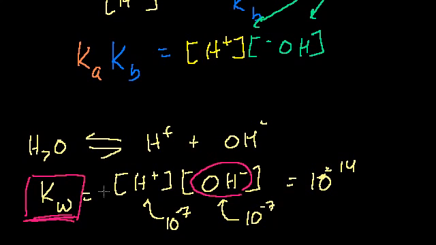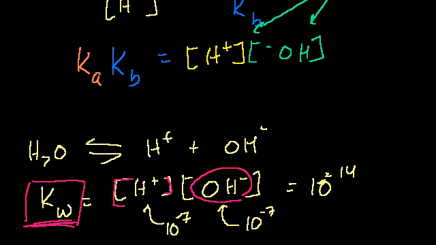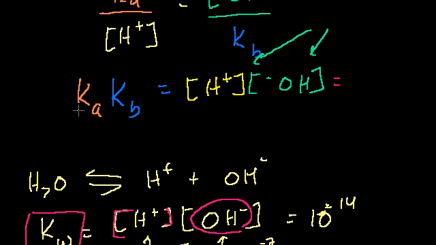So no matter what we do, in just pure water, it's 10 to the minus 7. But no matter what we do to this and this in an aqueous solution, the product is always going to be 10 to the minus 14th power. So that's the answer to this question. This is always going to be 10 to the minus 14 if you multiply hydrogen concentration times OH concentration.